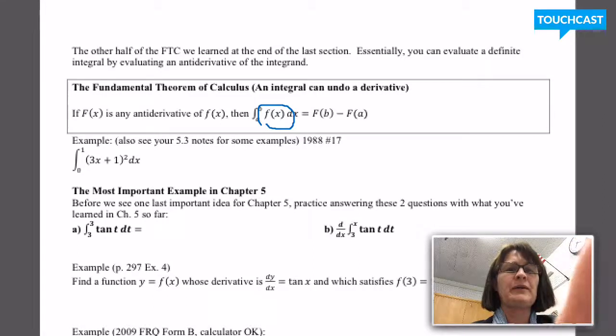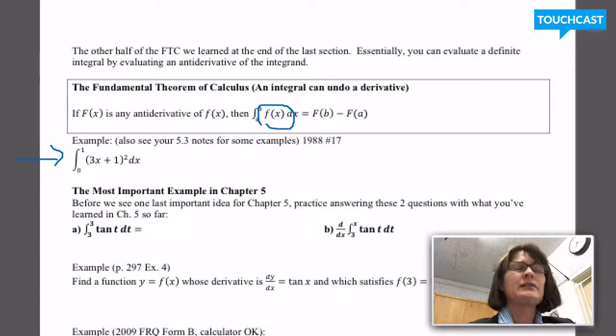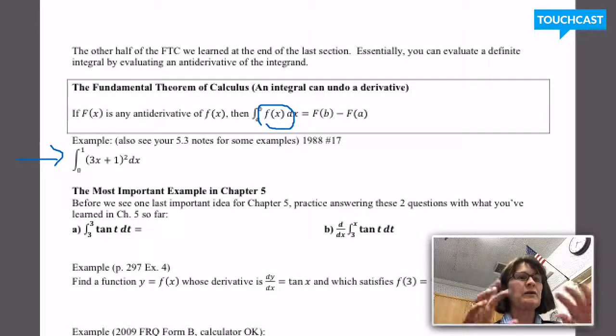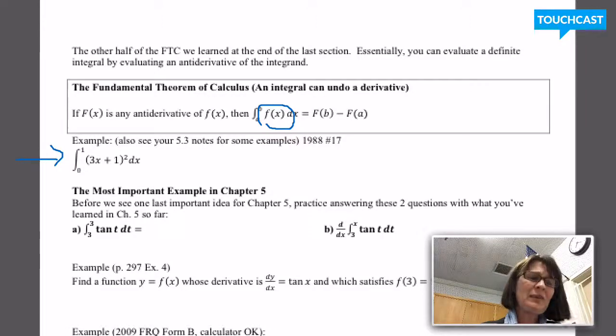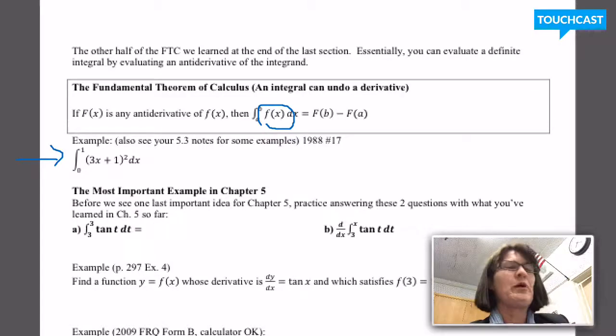This is a good example here because when you look at this problem, you might think to yourself, I don't actually know a function off the top of my head whose derivative is 3x plus 1 squared. Well, part of that problem is because 3x plus 1 squared is a pretty complicated expression. So this is actually sort of a trick problem, a little bit of a trick.